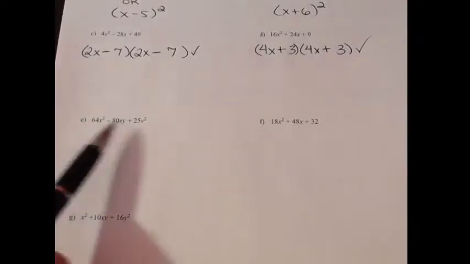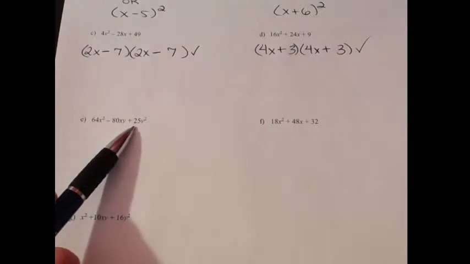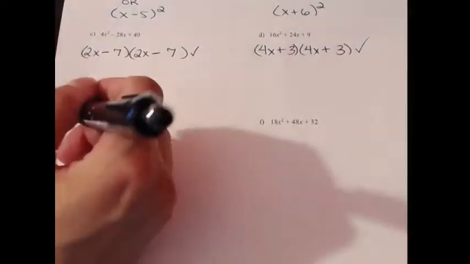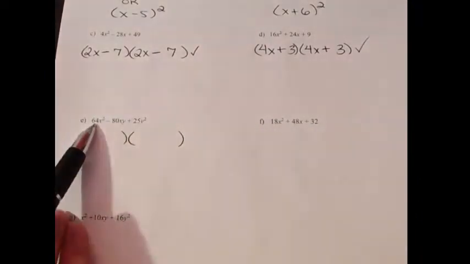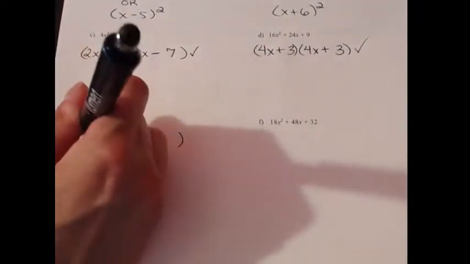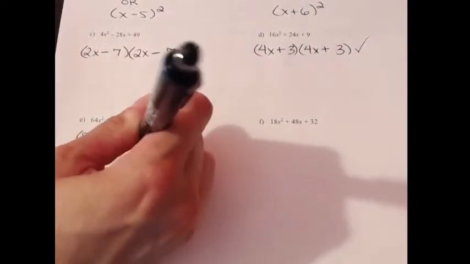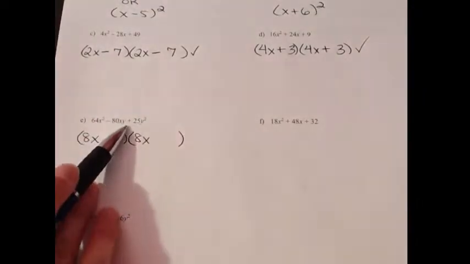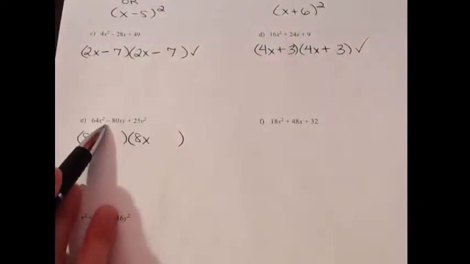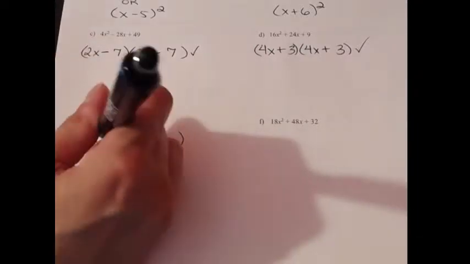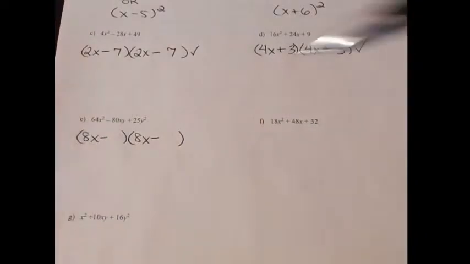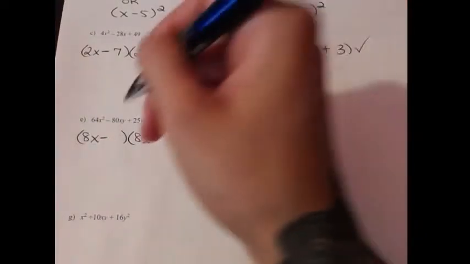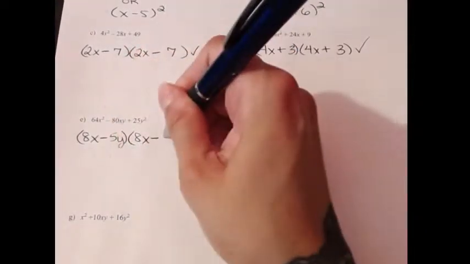Perfect square, I should say. 25y squared. Another perfect square. Okay. Let's factor this. 64x squared breaks down into 8x times 8x. Notice your signs are going to be the same, but they're both negative. That's what this one tells us. Your signs are going to be the same. They both have to be negative. 25y squared breaks down into 5y times 5y.